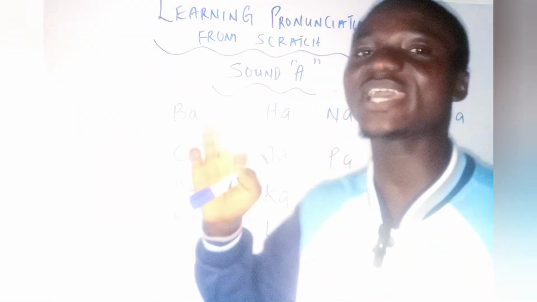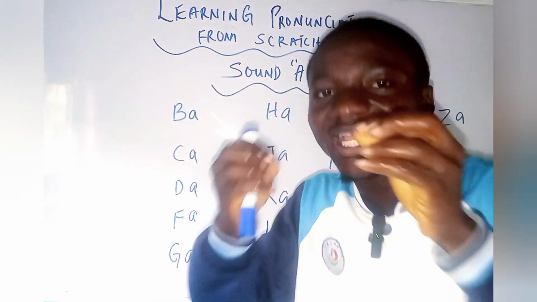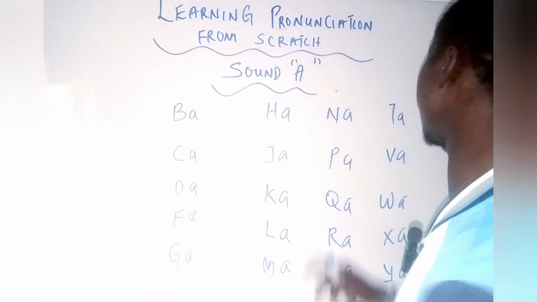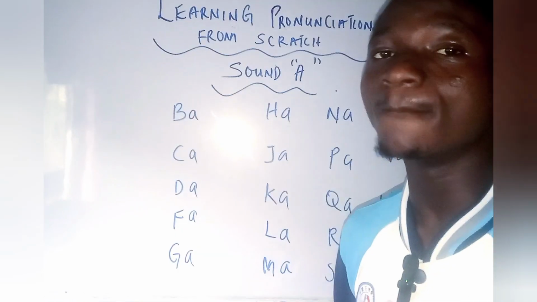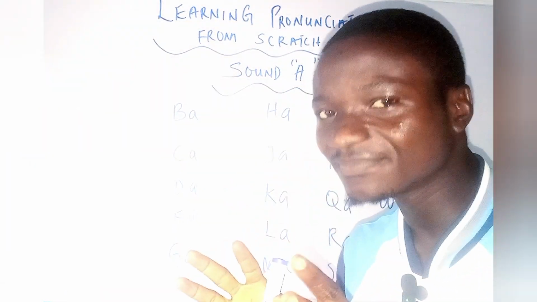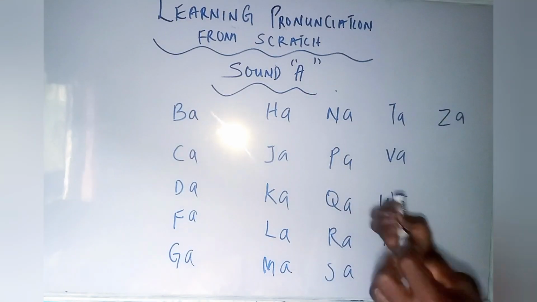Now, N-A, because N is N, A is A. So, N-A is going to give us Na. Say it. Na. Now, P-A, because P is P. A is A. When you join together, it's going to give us Pa. Again. Pa. One word. To call both of them, okay?